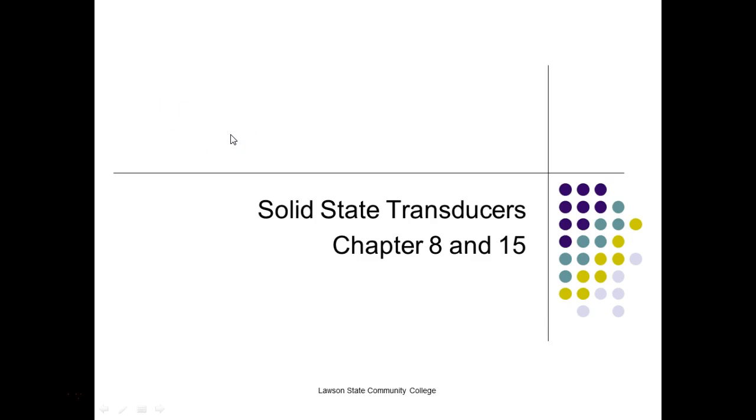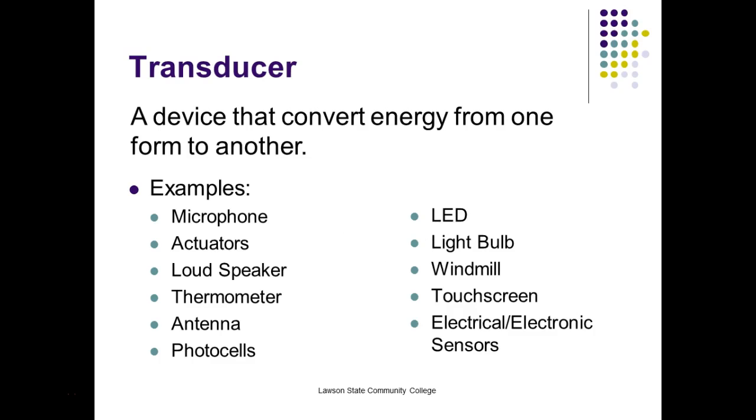A transducer, chapter 8 in the previous edition, chapter 15 in the new edition. A transducer is a device that converts energy from one form to another. Microphones, actuators, loudspeakers, thermometers, antennas, photocells, LEDs, light bulbs, windmills, and electronic sensors.